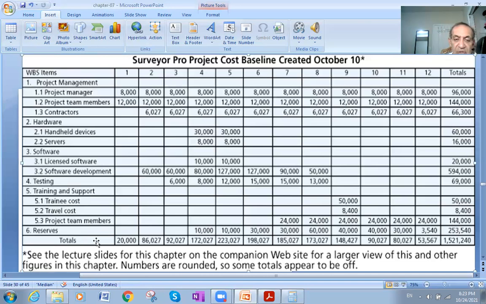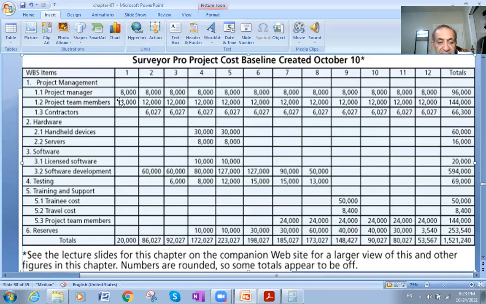Likewise, the reserves also, which usually is a percentage of the estimates. So it comes 10,000, 10,000, 30,000, 30,000, 60, 40, 40, 30. All those will be added up all the way along. They become 253,540.